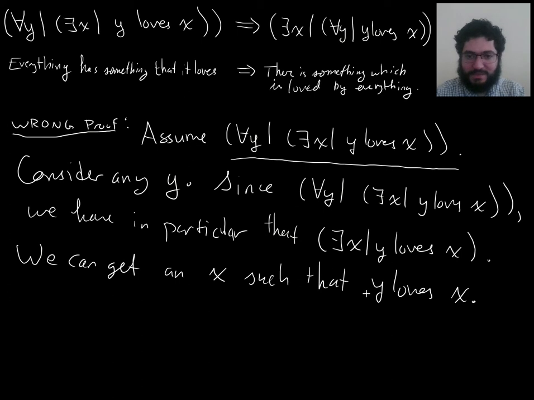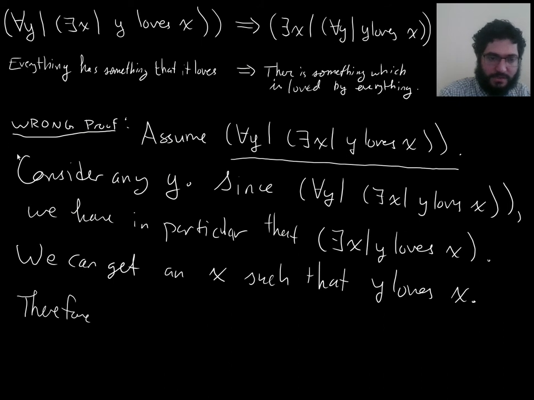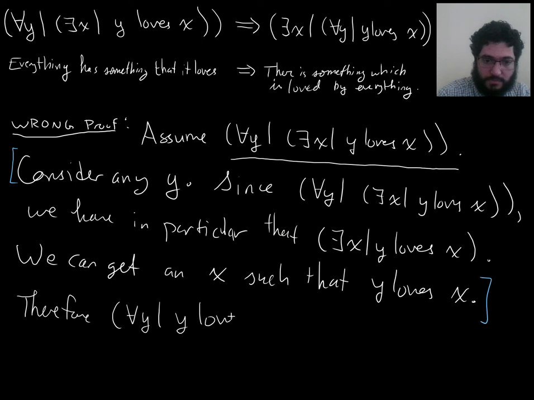Okay, well that looks like we reached what we needed to reach, right? We can get an x such that y loves x. And so it sounds like we have proven that everything loves x, right? So therefore, I mean, the universal generalization started here, and after consider any y, it looks like I reached y loves x. So have I not proven that for all y, y loves x? So have I not proven that everything loves x? And if I've proven everything loves x, then haven't I found an x which is loved by everything? Haven't I proven that there's something which is loved by everything?